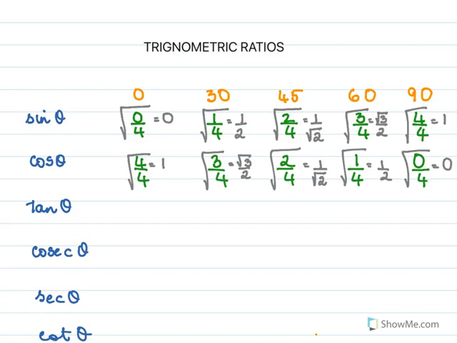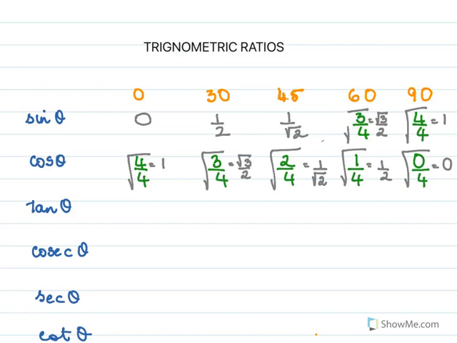So now I can say that sine of 0 is 0, then sine of 30 is 1 by 2, then sine of 45 is 1 by under root 2. Next, sine of 60 is root 3 by 2. Sine of 90 is 1.